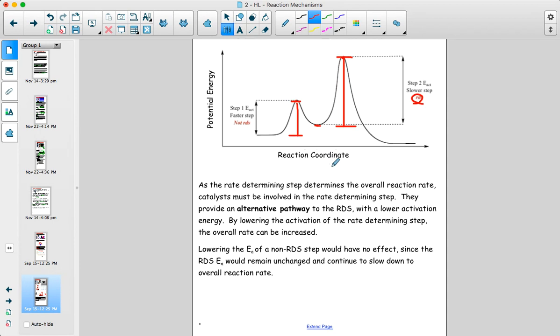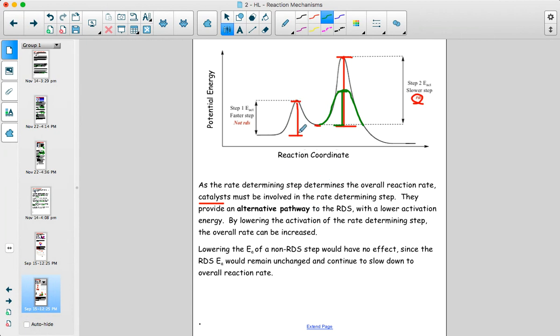And so since the rate determining step determines the overall reaction rate, it must be that catalysts affect the rate determining step. They provide alternate pathways to the rate determining step, which therefore lower the activation energy and allow the reaction rate to go faster. So catalysts provide lower energy pathways. So this is the new activation energy with a catalyst.